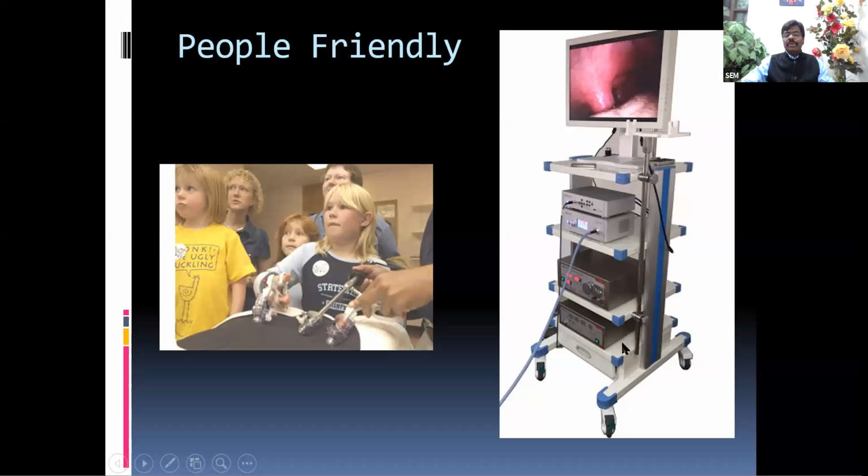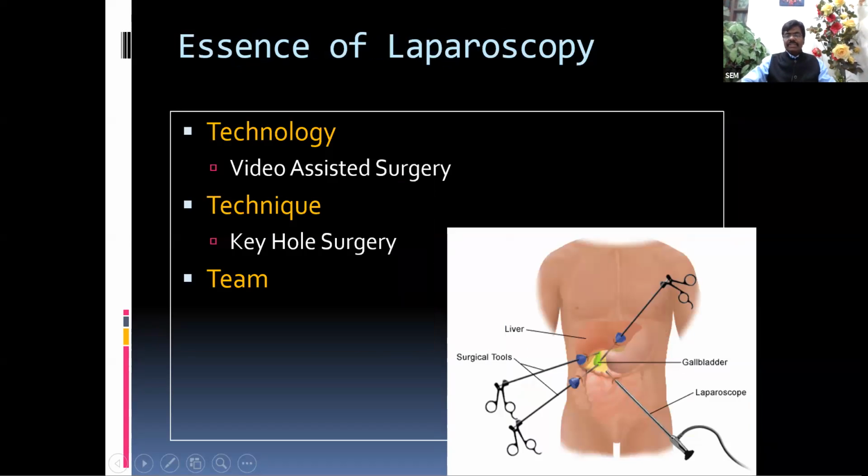Everybody wants laparoscopic surgery. Laparoscopic surgery is always called video assisted surgery. It has a telescope, a video processor, a carbon dioxide insufflator, and energy sources. A lot of instruments are required. They are all placed in what I call a laparoscopic trolley. So in addition to all the conventional instruments, in laparoscopy we need a trolley with a video monitor and a lot of processors.